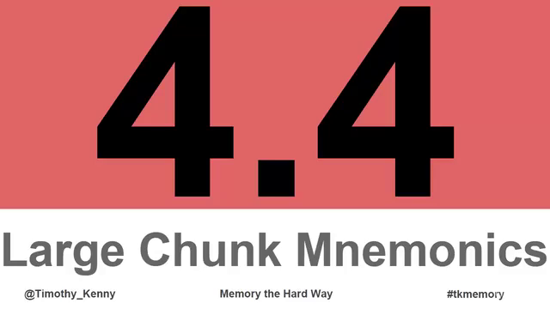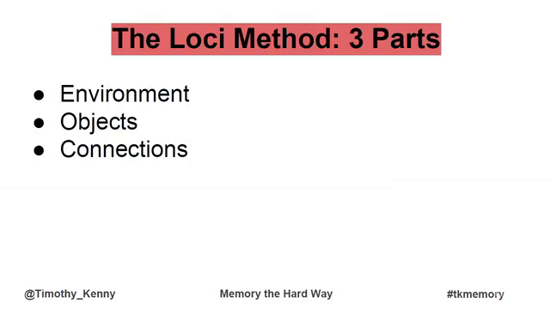Large chunk mnemonics. We're going to start off talking about the Loki method, and that's what this method is usually called. It comes from this senator who was having dinner at this large party in a theater, and he could remember where everybody was sitting just based on his spatial memory. He could remember where each person was sitting, so he could identify all the dead bodies and who they were, what families to contact, just based on his spatial memory. So it comes from that, Loki, meaning location.